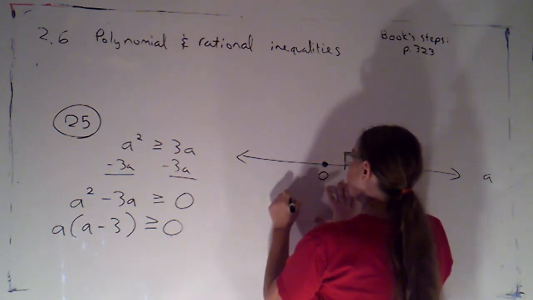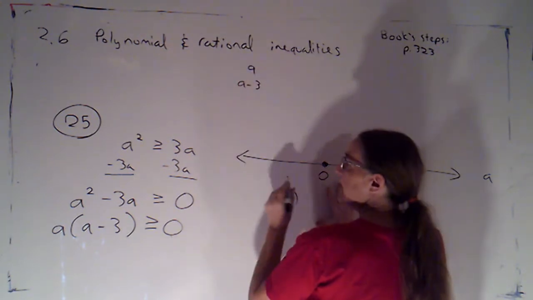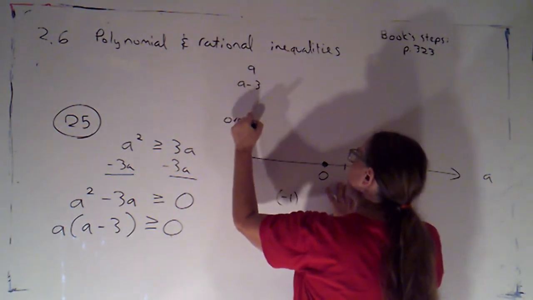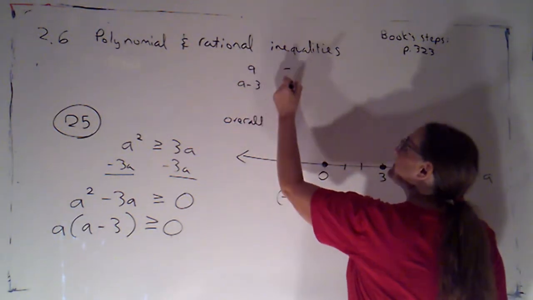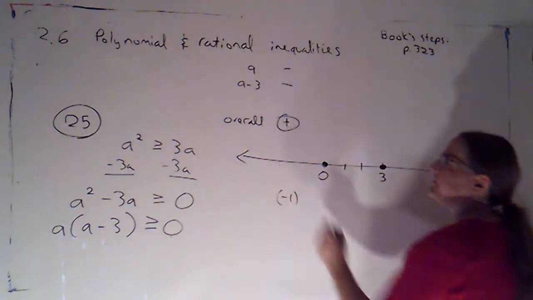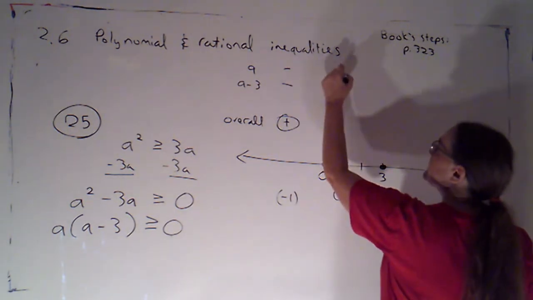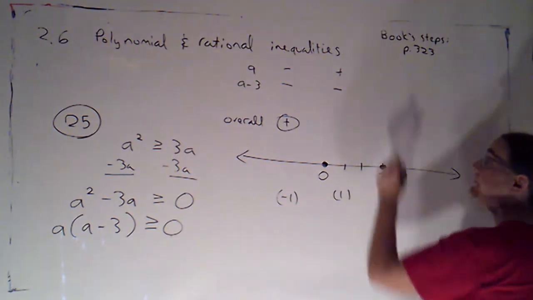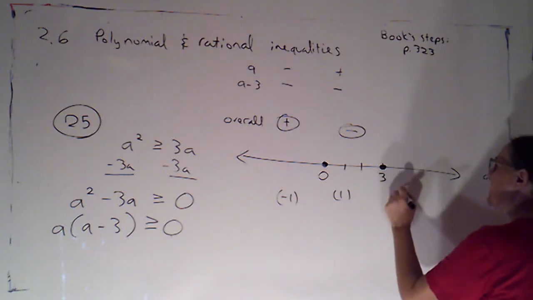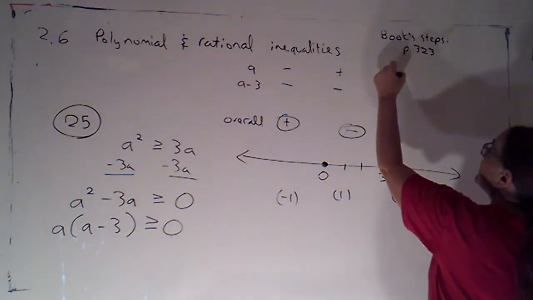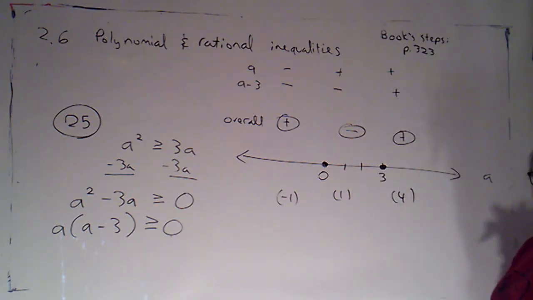So let's see. To the left of 0, let's try -1. And I'm looking at the sign of a, the sign of a minus 3, and then the overall sign. I'm just going to write overall because I didn't give that a name. Okay. All right, -1 is negative. -1 minus 3 would be negative. 2 negatives are going to give me a positive. Between 0 and 3, let's try 1. 1 is positive. 1 minus 3 would be negative. A positive times a negative would be negative. To the right of 3, I can try 4. 4 is positive. 4 minus 3 is positive. 2 positives would multiply to give me a positive.